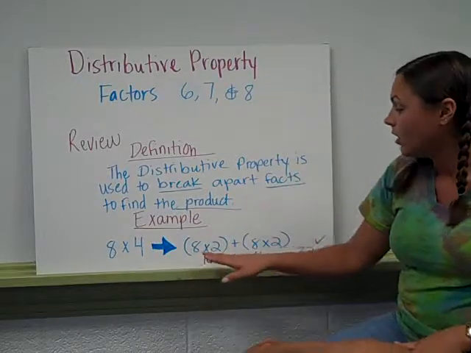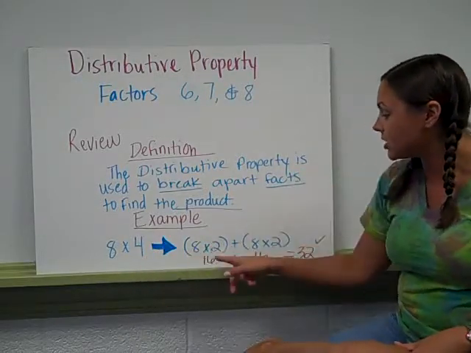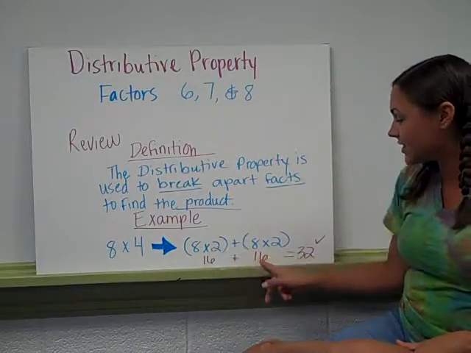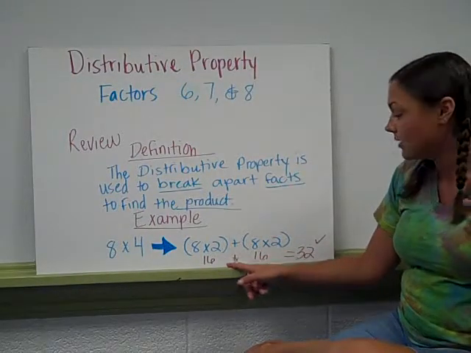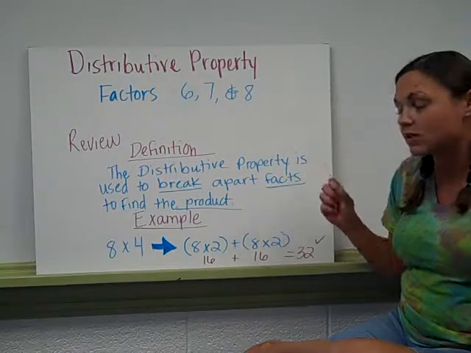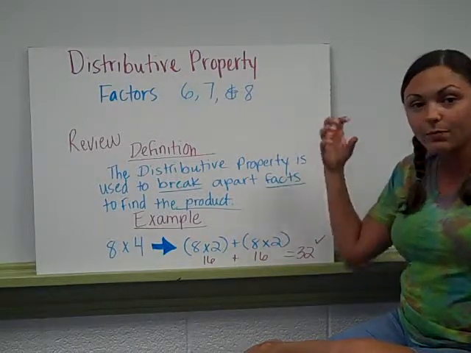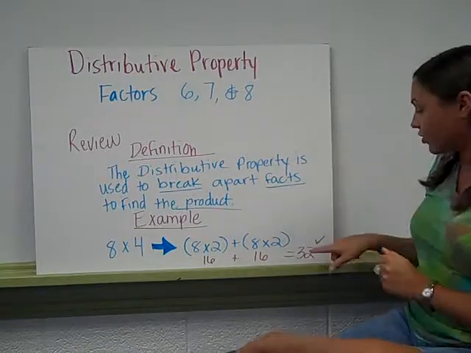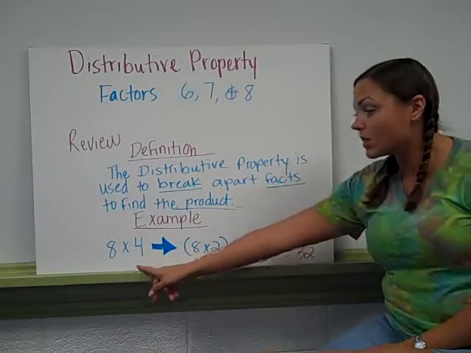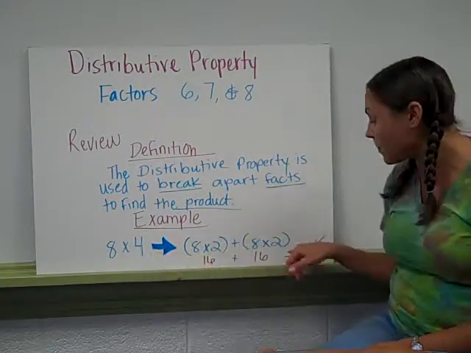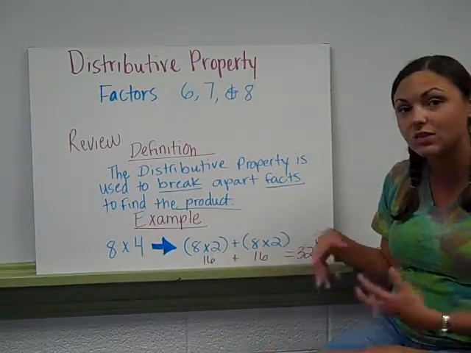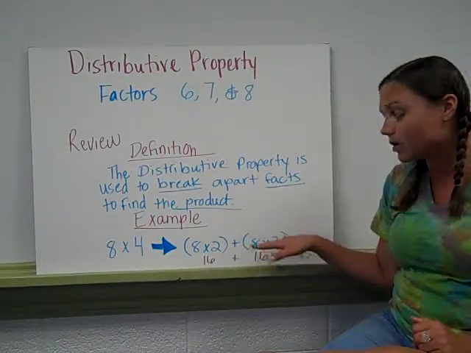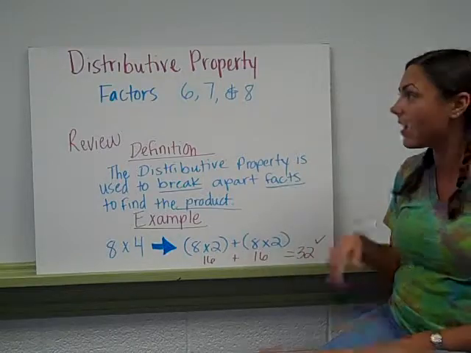So here I broke up the 4 into 2 and 2. The 8 stayed the same. So now I have 8 times 2, which gives me 16, plus 8 times 2, which gives me another 16. And when I add both 16 and 16, I get 32, and 32 is the answer to 8 times 4. That's the product. So all I did was take the 4 and break it up into 2 and 2 instead of 4. Gave me 2 simpler to use problems that I could add back together.